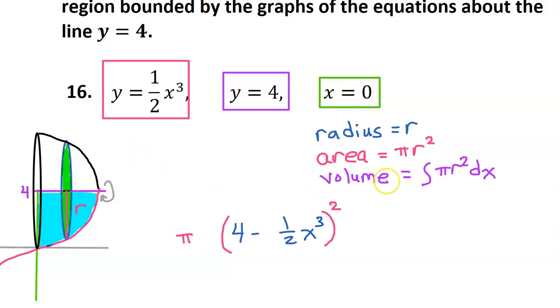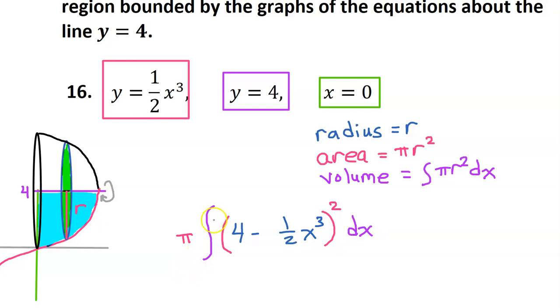Finally, we can form an expression for the volume by integrating the area. We notice that the disks are stacked up from left to right. That's why we will integrate with respect to x. So we will take our expression for area and integrate. I like to leave the pi out in the front.